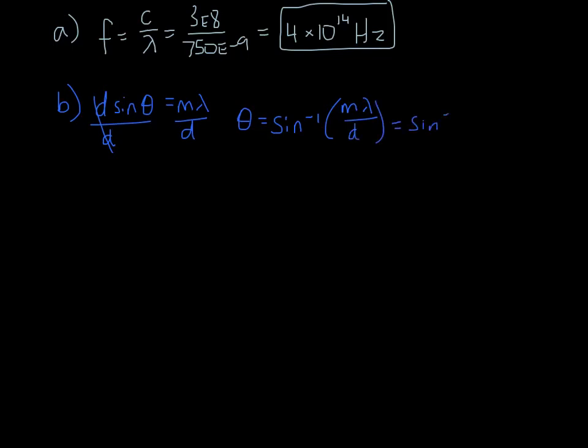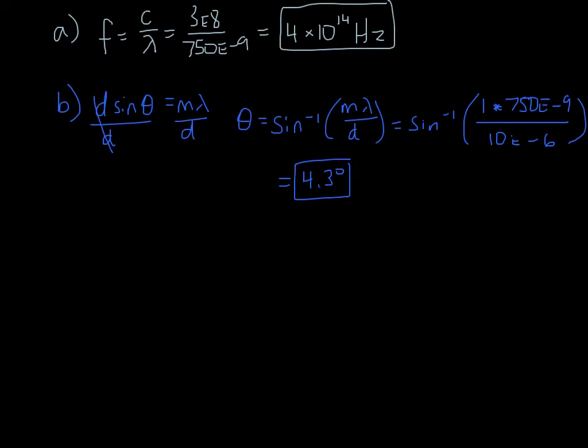That's the inverse sine of m, which is 1 because it says for the first dark spot, times the wavelength, which is 750 times 10 to the negative 9, divided by the distance, which is the width of the slit, given as 10 micrometers, and micro is 10 to the negative 6, so 10 e negative 6. When you plug all that in, you get an angle of about 4.3 degrees. That's a pretty small angle.